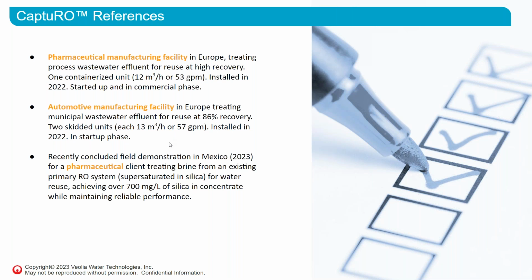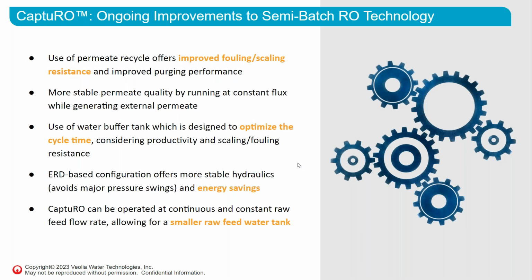And recently, using that field C container system, we concluded a field demonstration in Mexico earlier this year for a pharmaceutical client, and we were treating brine from an existing primary RO that was super saturated in silica for water reuse, and we were achieving over 700 ppm of silica in our concentrate while maintaining reliable performance. So some promising results there.